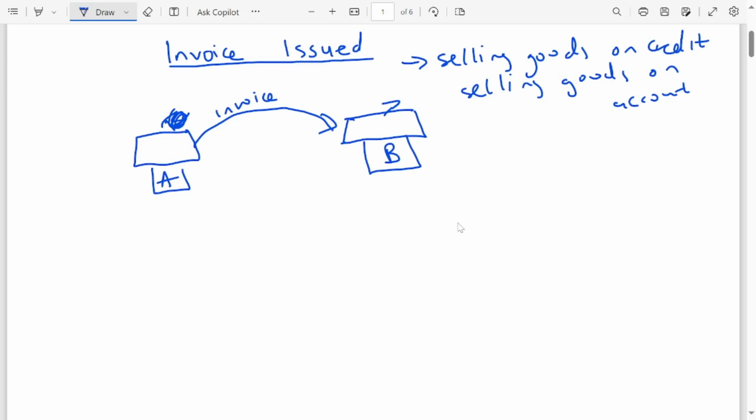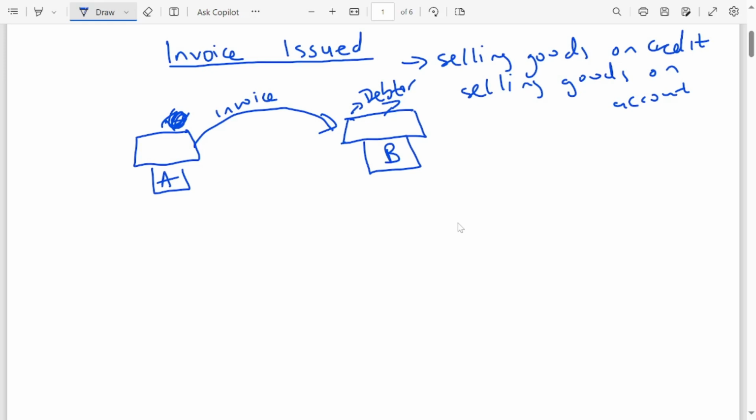So when the business is selling the goods on credit, that person or company that the business is selling the goods to on credit, we call them a debtor. Someone who owes the business, right? Now, when the business is selling the goods on credit, we are issuing an invoice.